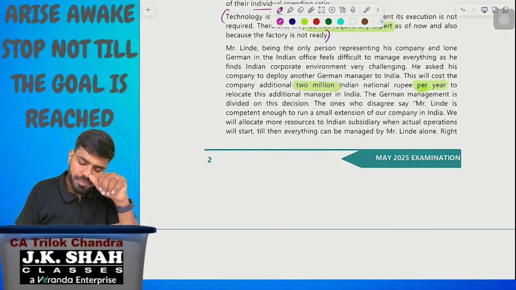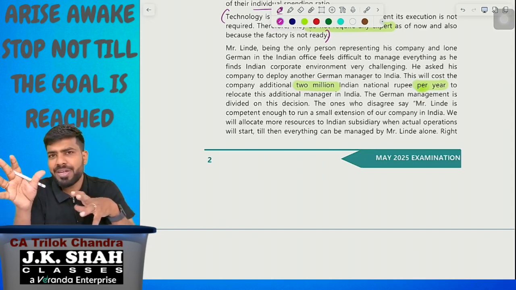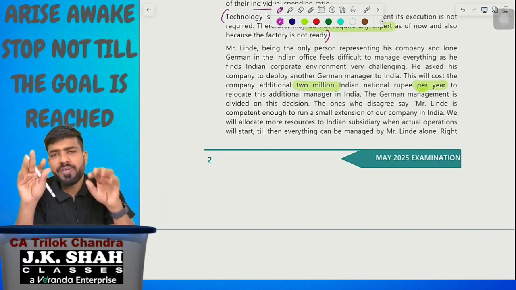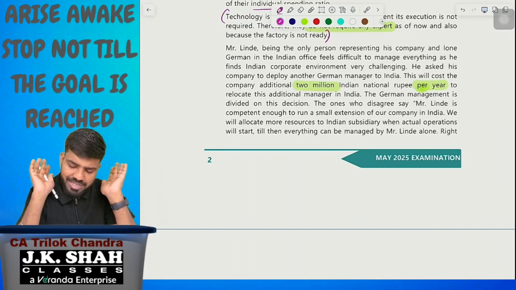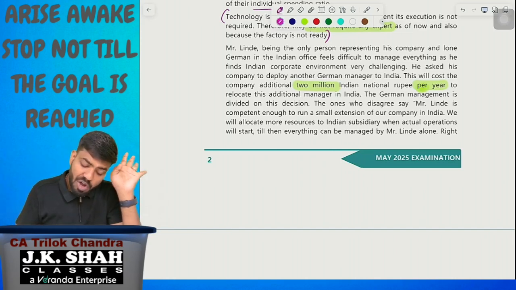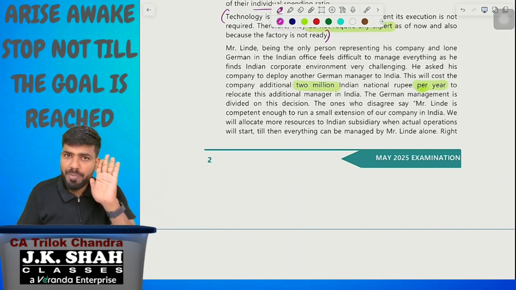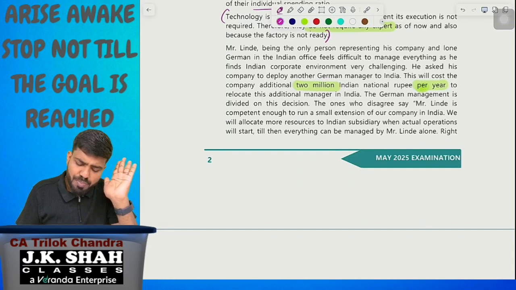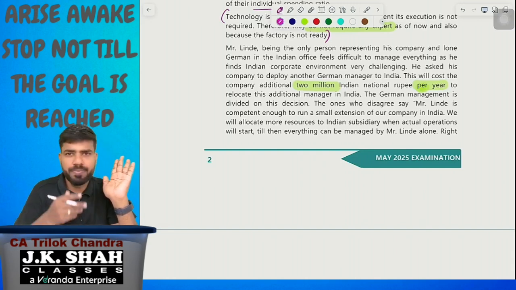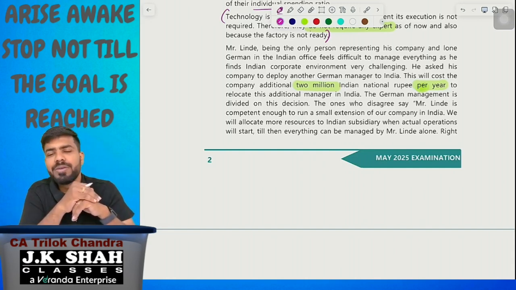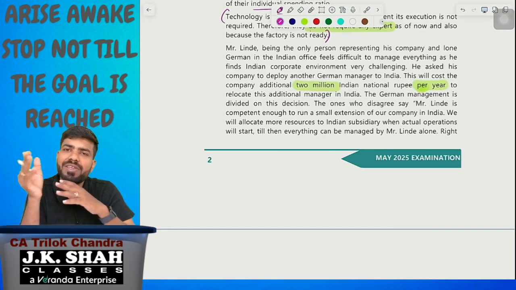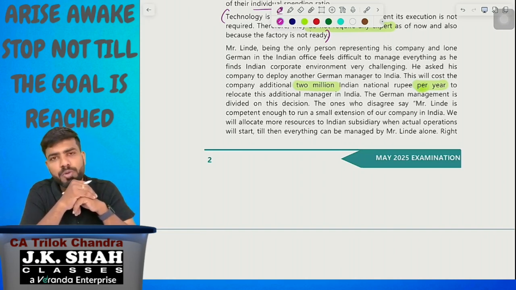Fine. The German management is divided on this decision. The one who disagrees stated that Mr. Lindy is competent enough: Mr. Lindy, you are competent enough to run a small extension of our company in India. So they are feeling that, simply I can tell you, paying Lindy alone is already costing more. How can they appoint one more person?